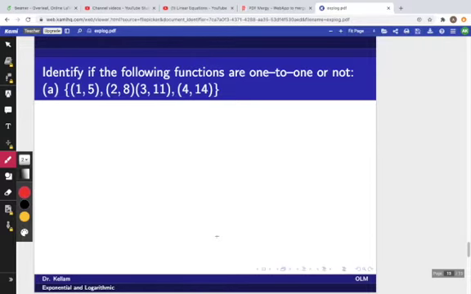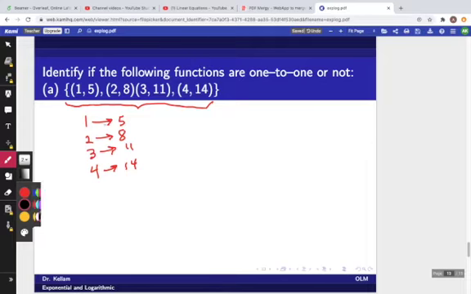We're going to look at two functions, even though only one's written up here. Is this a one-to-one relationship? Well, 1 goes to 5. 2 goes to 8. 3 goes to 11. And 4 goes to 14. And all of those are going to unique values, and all of these over here only have one x value associated with it. So this function is one-to-one.